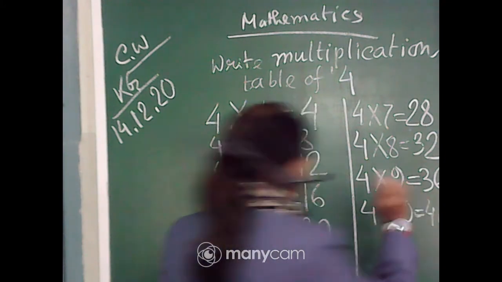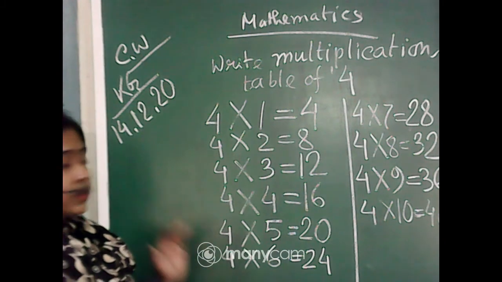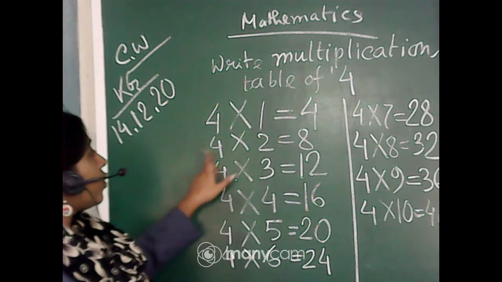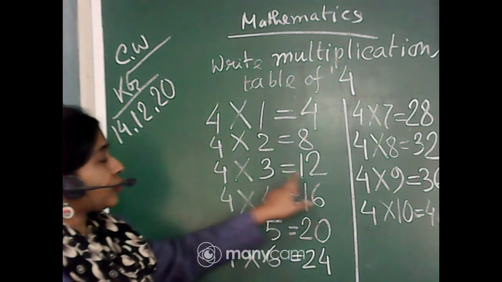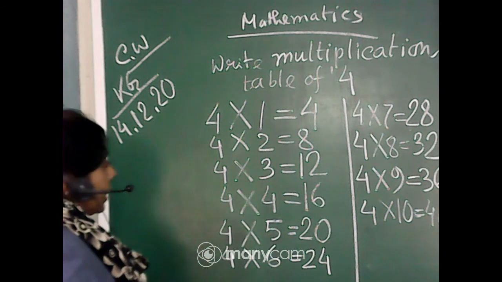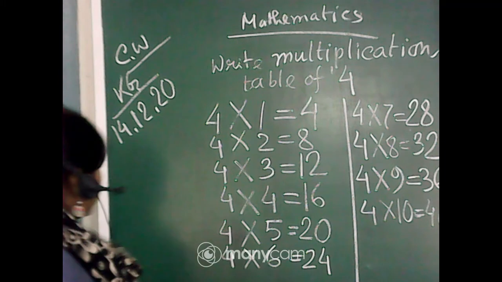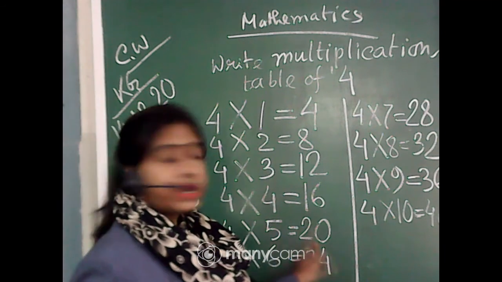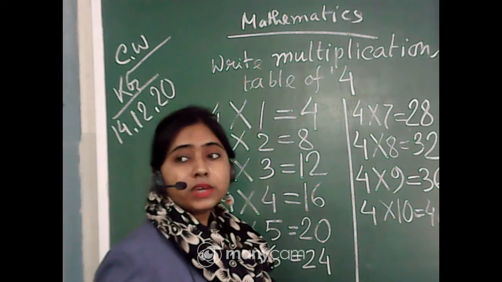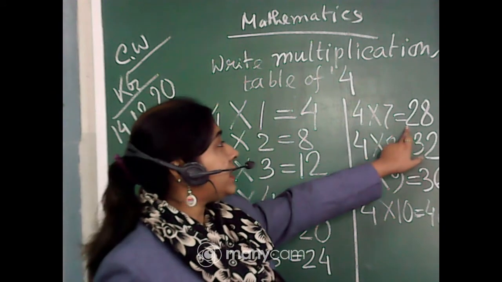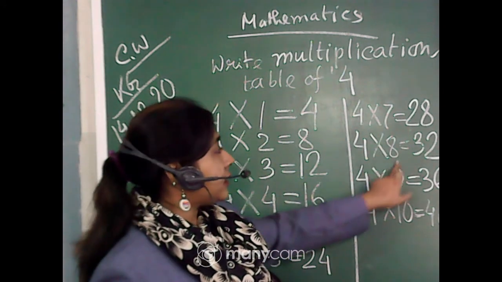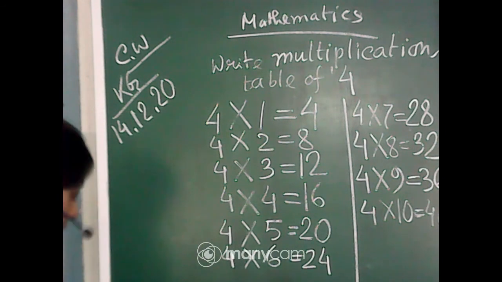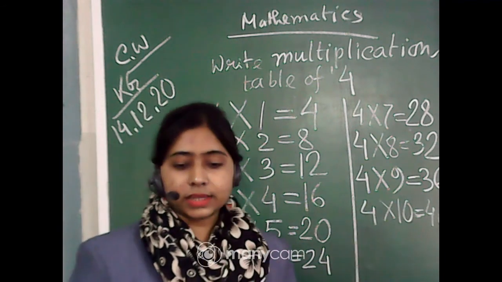4 10s are 40. Okay, so from the first, I am repeating. 4 1s are 4, 4 2s are 8, 4 3s are 12, 4 4s are 16, 4 5s are 20, 4 6s are 24, 4 7s are 28, 4 8s are 32, 4 9s are 36, 4 10s are 40.